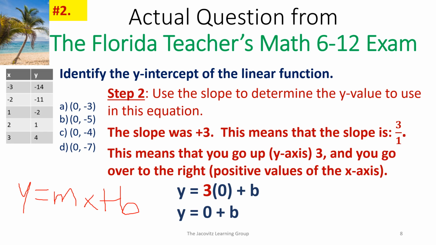Okay, let me put this here. So this is your 3. Your x was 0. So what was your y? Okay, was your y negative 2? Was your y negative 11? Was it negative 14? Was it negative 2? I'd start with one of these numbers.